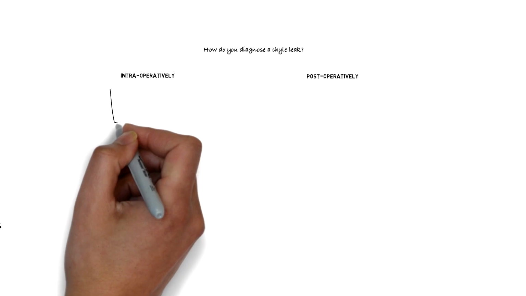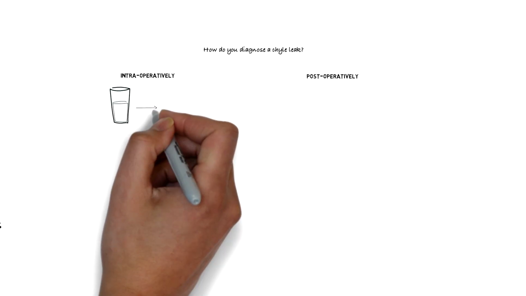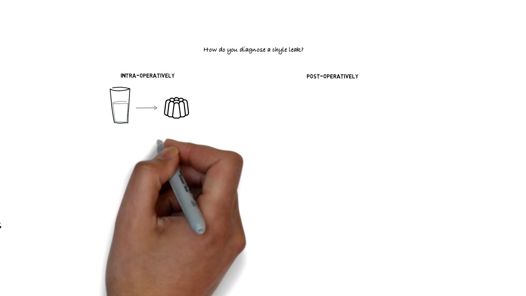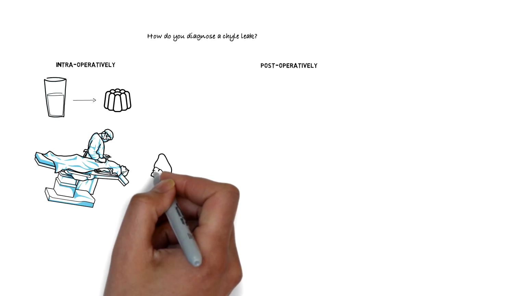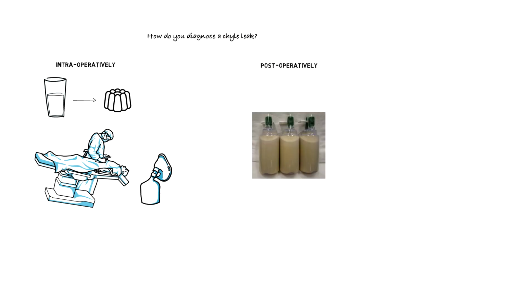Pooling of clear fluid within the surgical field is suggestive of chyle leak. After some minutes, this clear fluid becomes more jelly-like in consistency. Positioning the table in a head-down position or asking for a Valsalva maneuver will make the flow of chyle more apparent. A high drain output with a milky consistency is suggestive of a chyle leak, though the diagnosis can be confirmed with biochemistry tests.